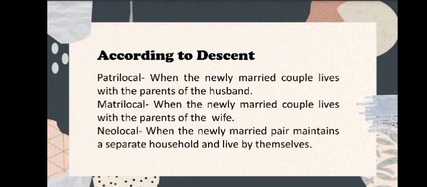According to residence after marriage, patrilocal is when the newly married couple lives with the parents of the husband. Matrilocal is when the newly married couple lives with the parents of the wife. And neolocal is when the newly married pair maintains a separate household and lives by themselves.